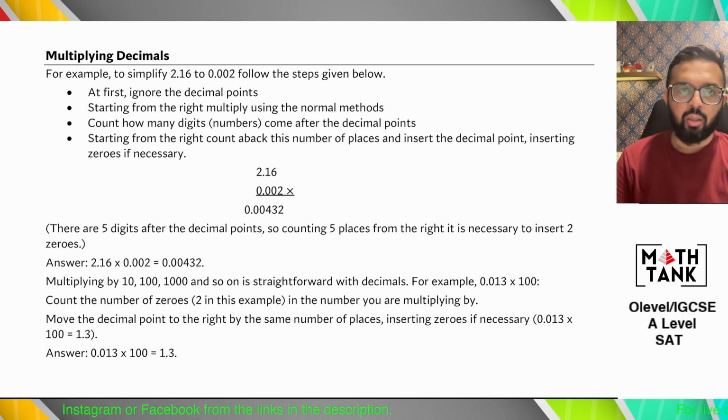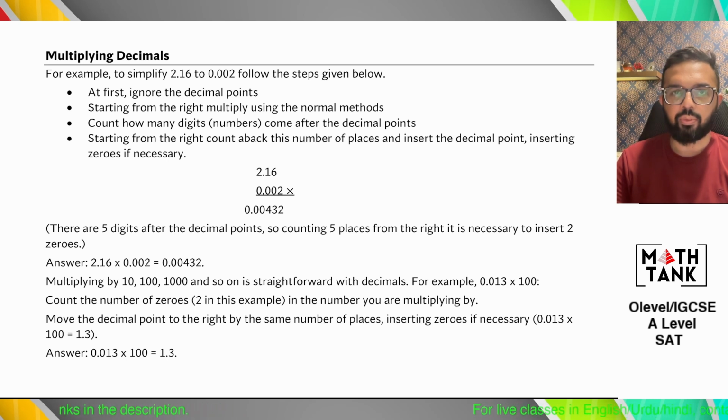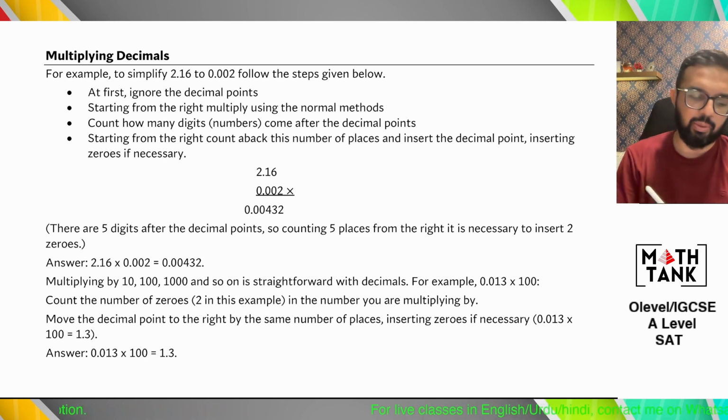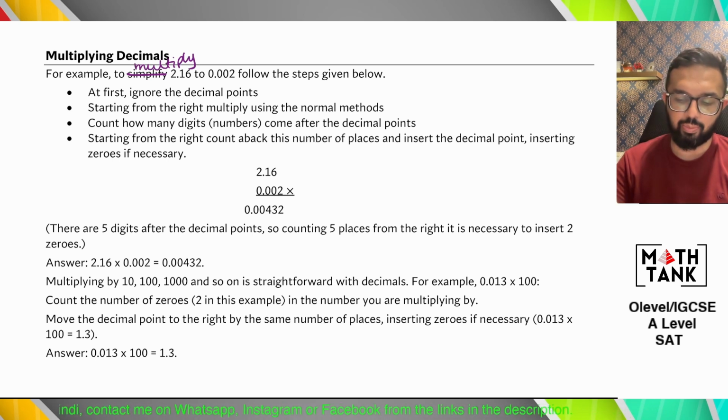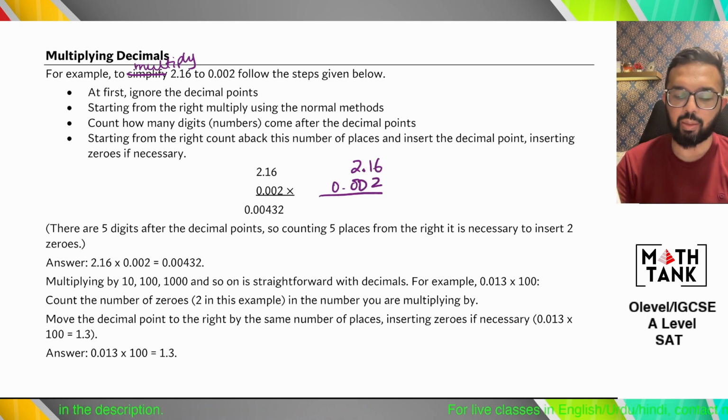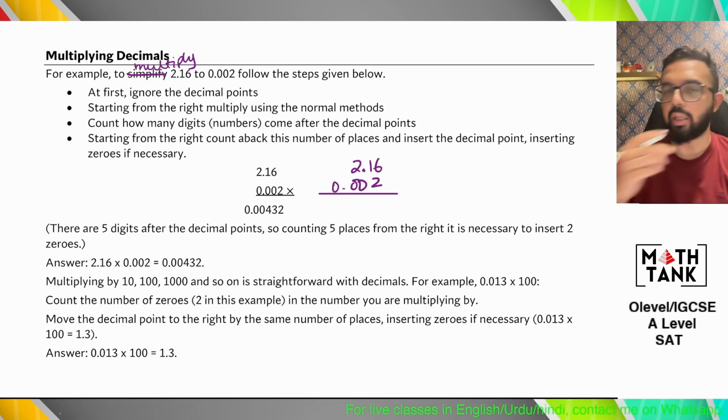Then you have multiplying decimals. For example, to multiply 2.16 by 0.002, follow these steps. At first, ignore the decimal points. So what you are basically doing is multiplying 216 with just 2. There's just one number, that's 2. So you are trying to multiply with that.